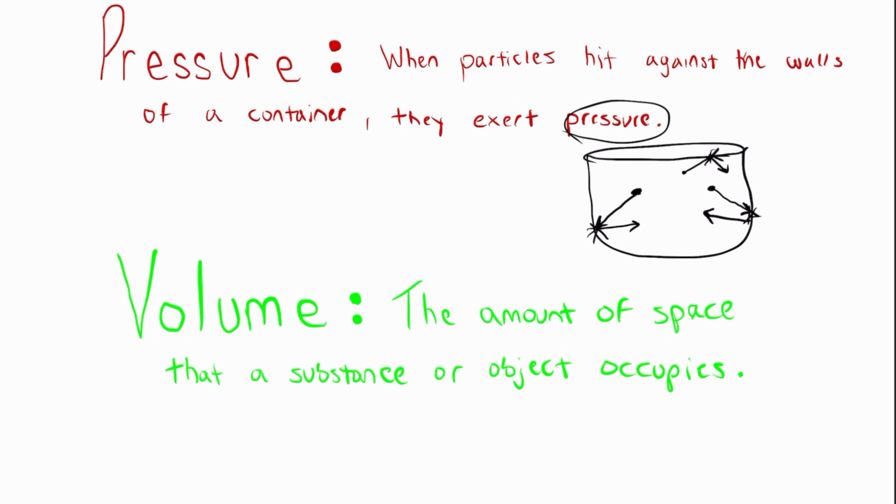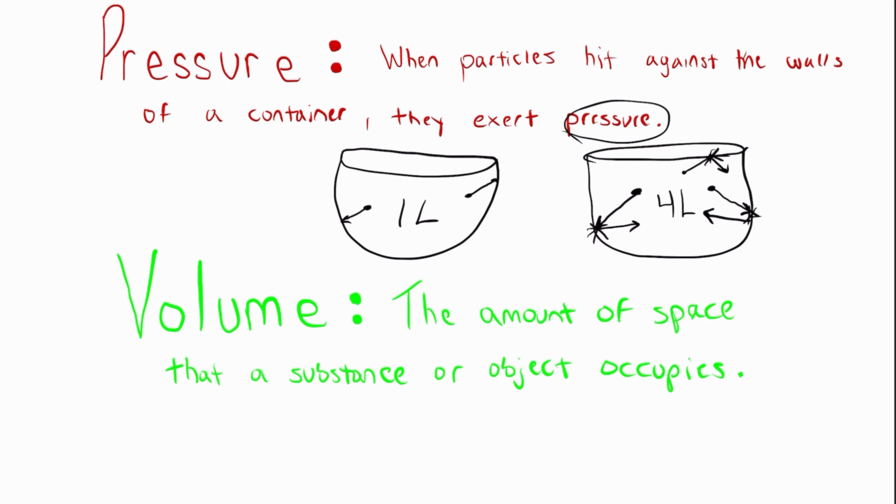Volume is the amount of space that a substance or object occupies. So within this container is a certain volume. Let's just say the volume of this container is 4 liters, and compare it with another closed container that may be 1 liter, and we have the gases here. Because the volume is lower or less, you can expect a greater pressure in this container than the one with 4 liters, where it'll have lower pressure.